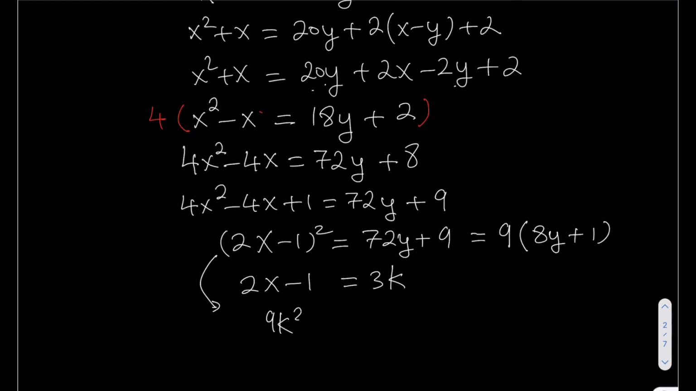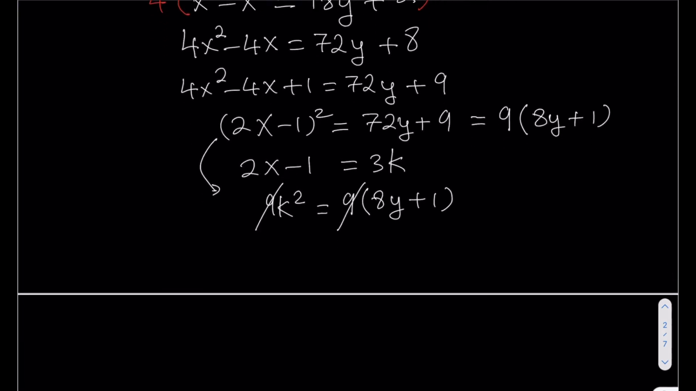And then I'm just going to go ahead and compare it to the equation in y so that I can get a nice expression for y here. I'm going to cancel out the 9's, and then I'll be getting k squared is equal to 8y plus 1. Let me go ahead and rewrite that. K squared is equal to 8y plus 1.